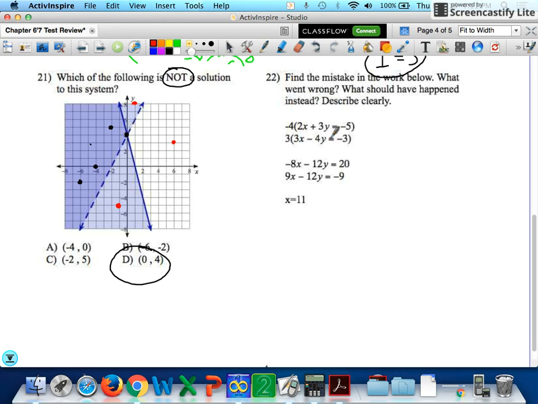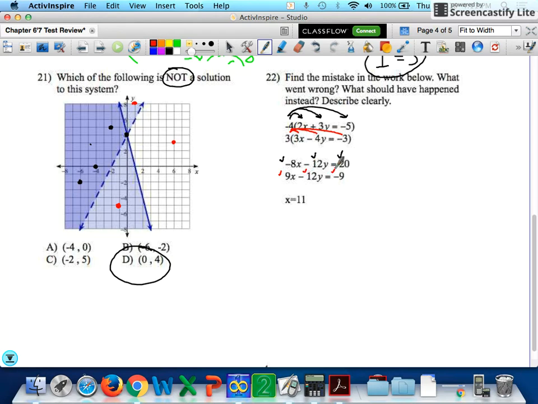Well, if we've got these two equations, we're multiplying them by numbers out front and they're already lined up. I'm thinking this person is probably doing the elimination method. Okay? Well, if they're doing the elimination method, that means they distributed. When I distribute this, I should get a negative 8x, checks out, a negative 12y, checks out, and then positive 20, checks out. When I do my second distribution, I should get a positive 9x, a negative 12y, and a negative 9.